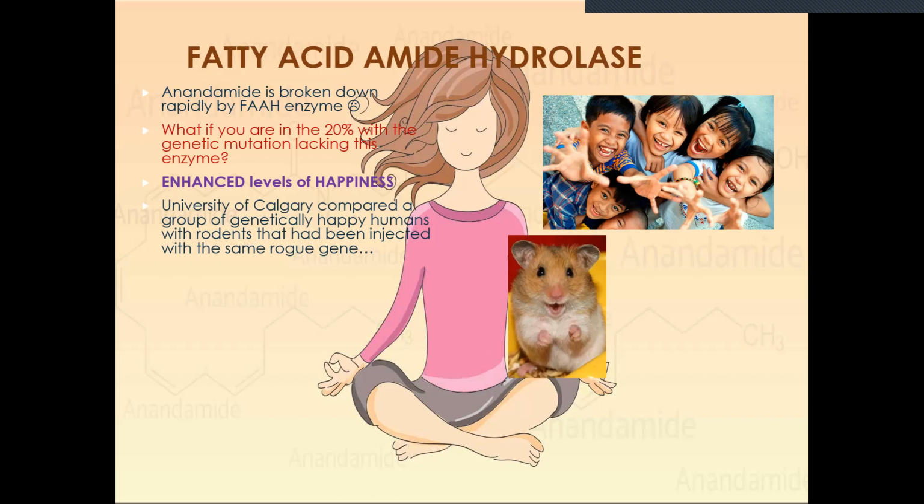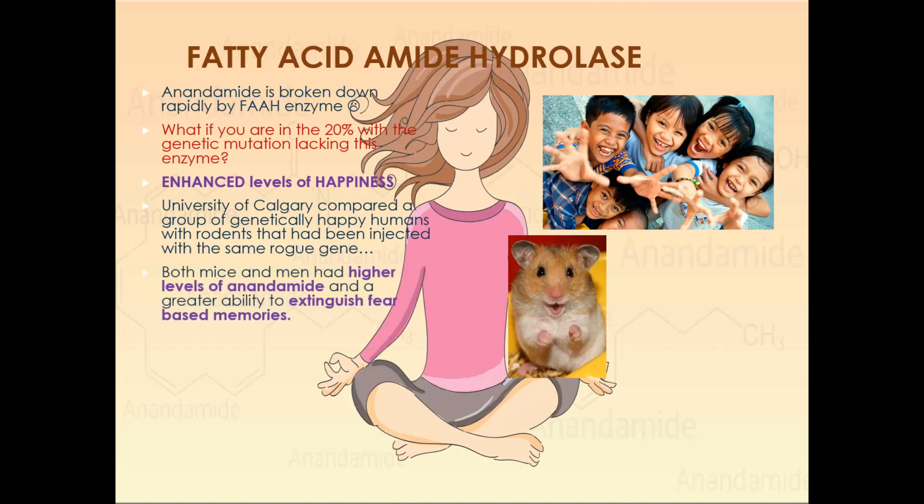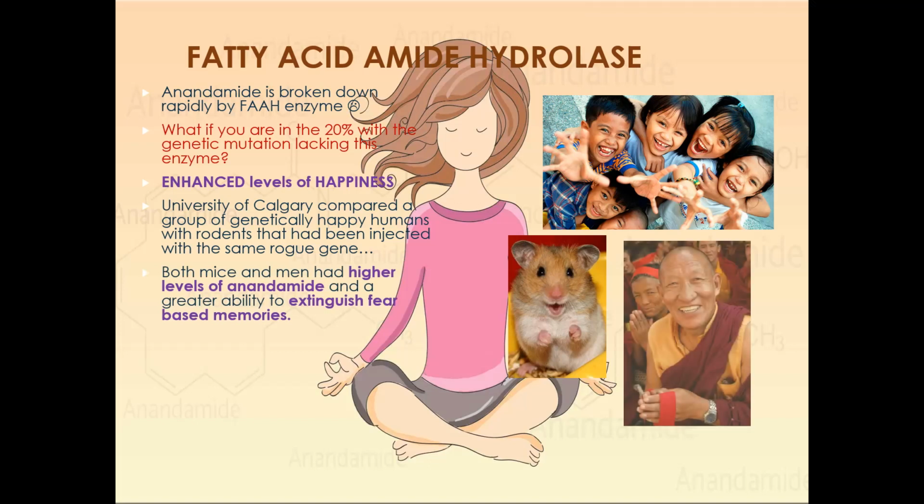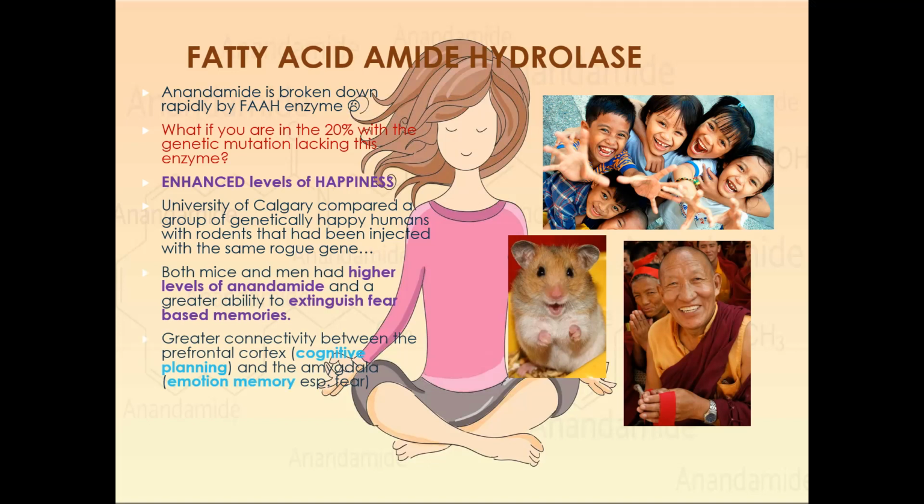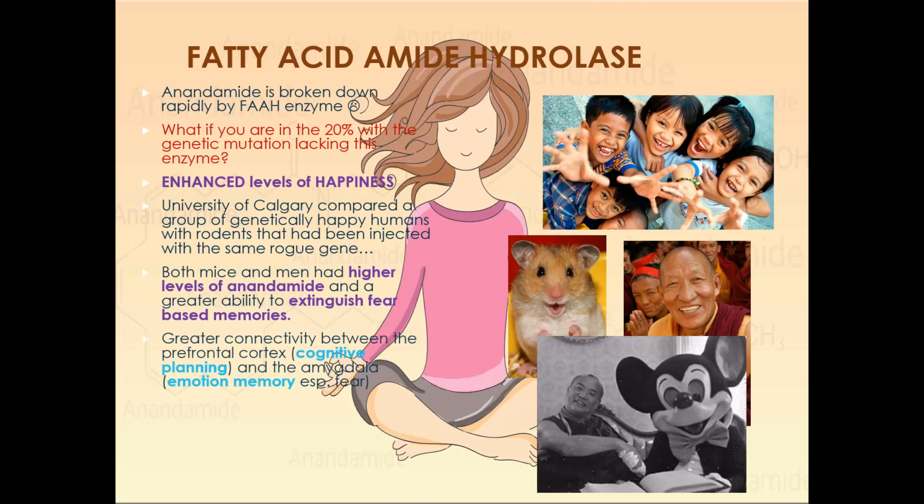Anyway, they changed the mice. So the mice no longer made this enzyme, and they were happy. That's probably Photoshop. But the mice and the men had higher levels of anandamide because they didn't break it down. And this is the key. It could extinguish the fear-based memories. They didn't end up in fear. If you're not in fear, you're in love. You are in love. All the Tibetans, all the Sherpas are smiling like I've never seen. I think they're the 20%. You can become too. We're going to get there. So greater connectivity between the cognitive planning and the emotional memory. And so mice and men had lower anxiety and increased emotional stability.